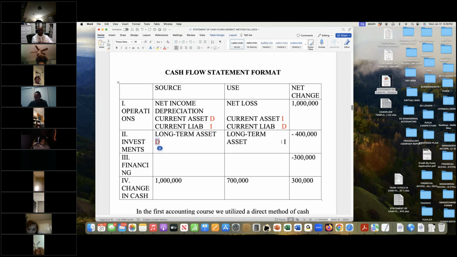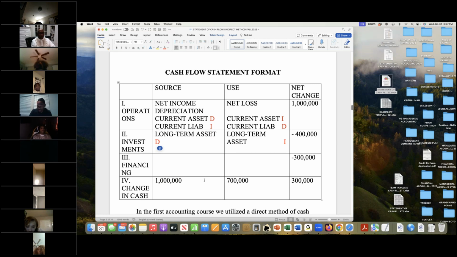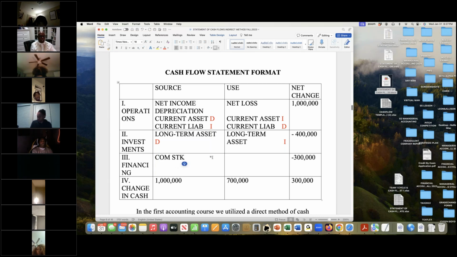We want to be in a situation where we're buying assets. So this is what goes here. So notice the investment is buying long-term assets, plant and equipment. Okay. Then let's look at financing. And let's look at common stock. That's going to be in part 3.